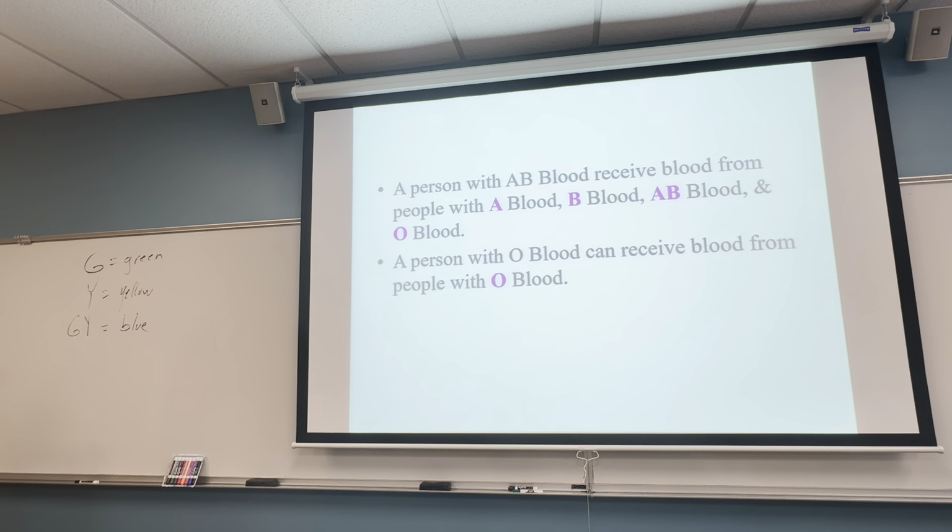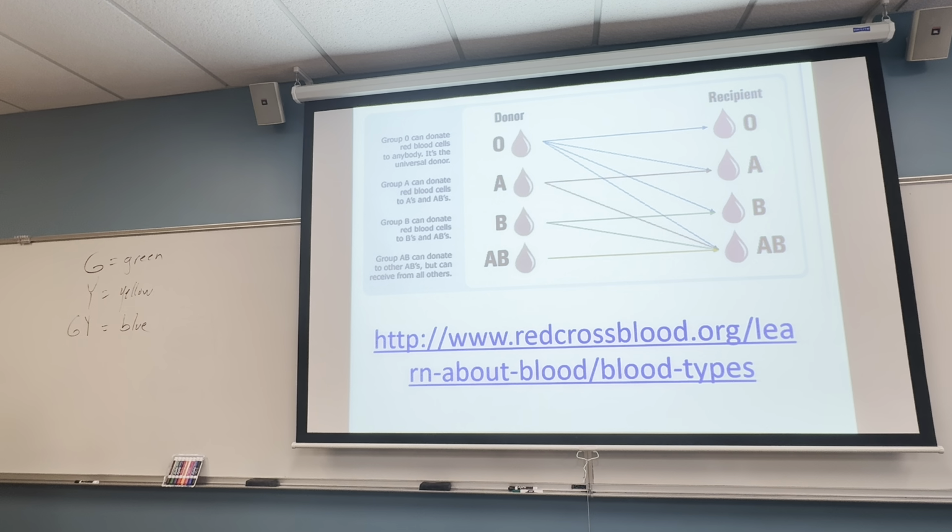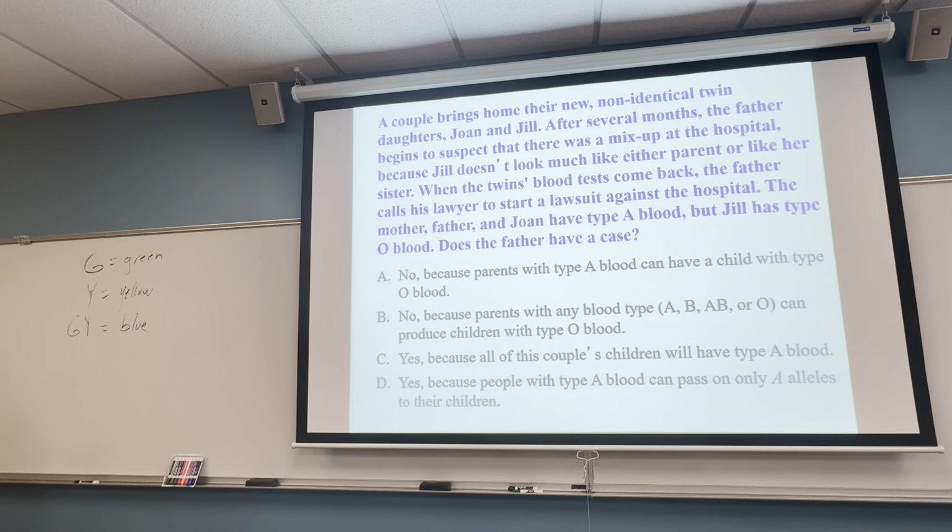Okay, this is from the American Red Cross website, and it shows you that O can donate to all these people. A can donate to A and AB. B can donate to B and AB. AB can only donate to AB. Okay, so here's a lot of words. Again, I like to write down this information as I go through it.